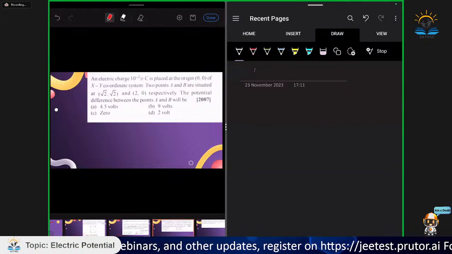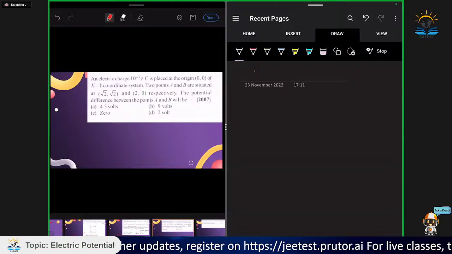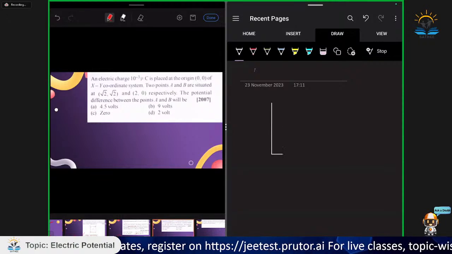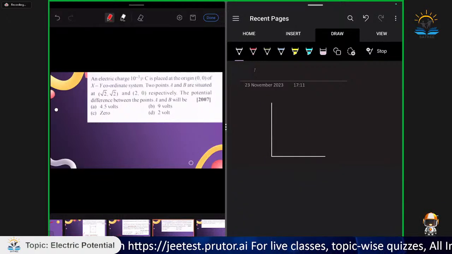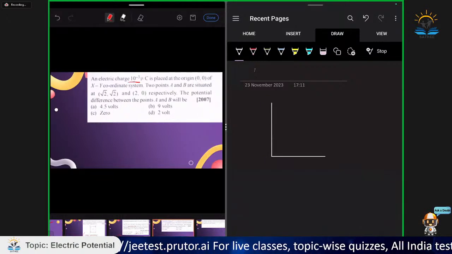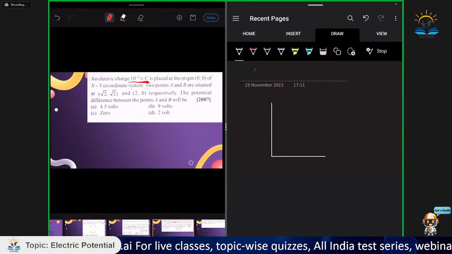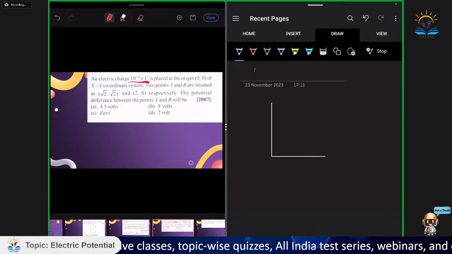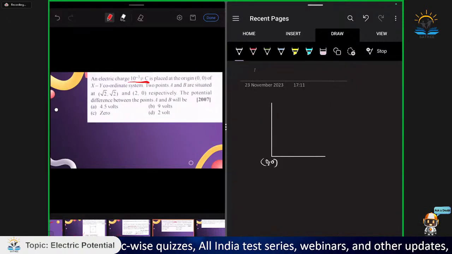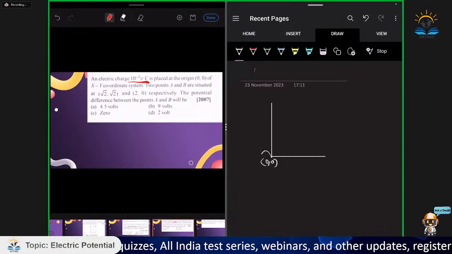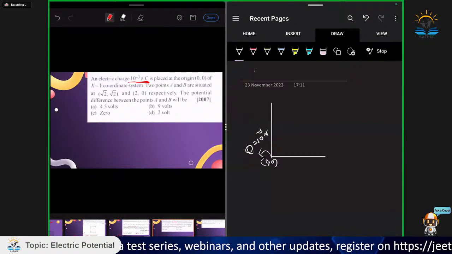First, let's draw the picture. This is the picture. An electric charge 10 raised to minus 3 microcoulomb is placed at the origin. So this is the origin 0, 0. We have charge Q, capital Q, which is equal to 10 raised to minus 3 microcoulomb.